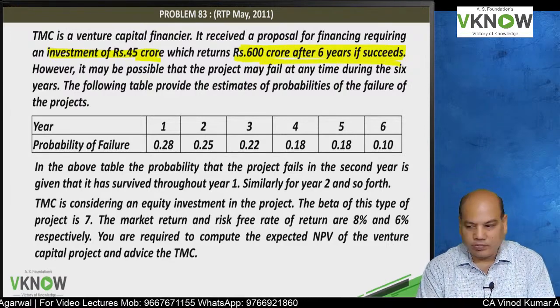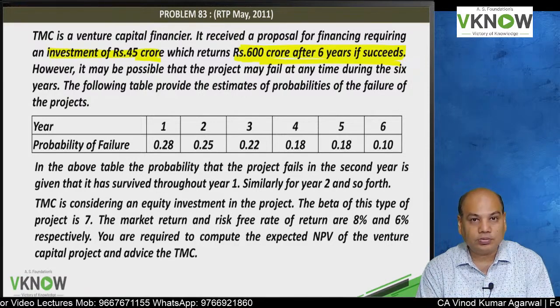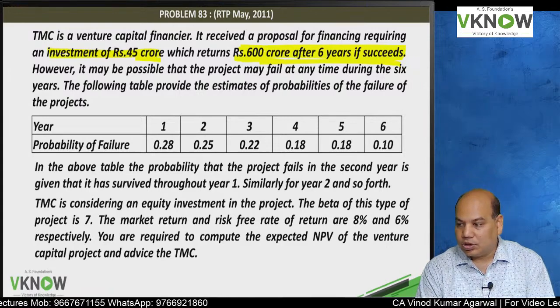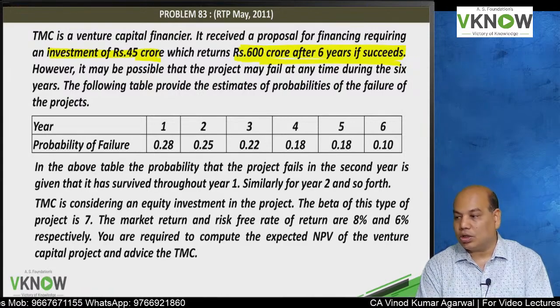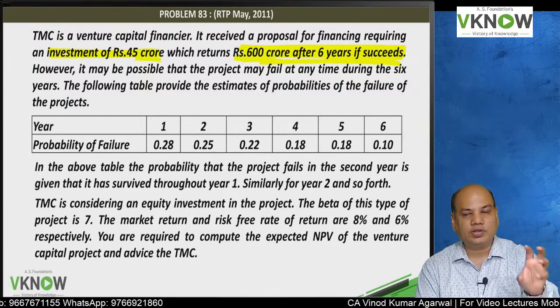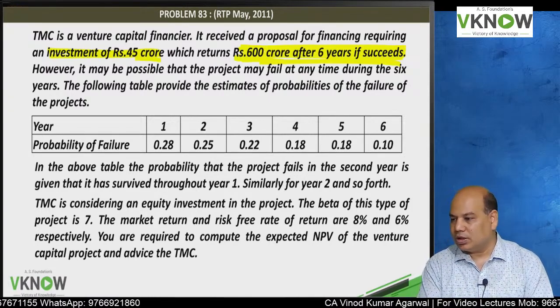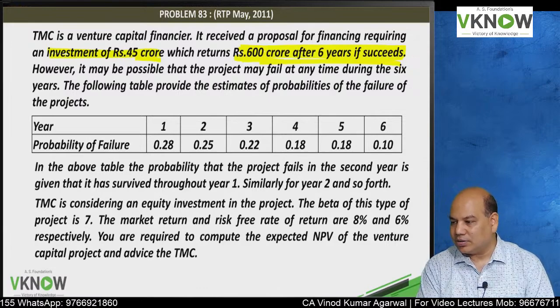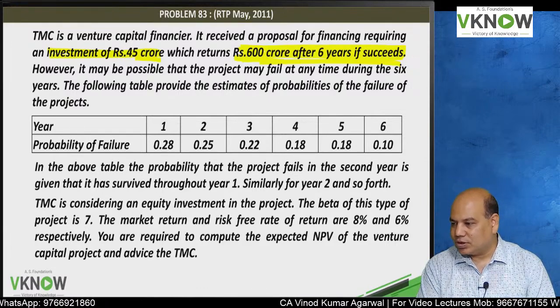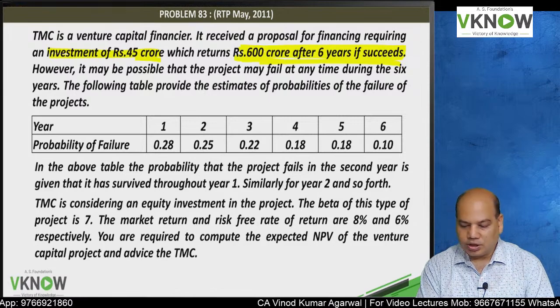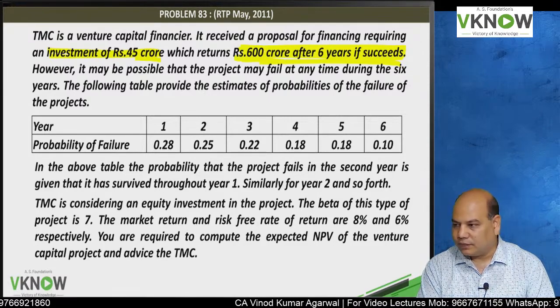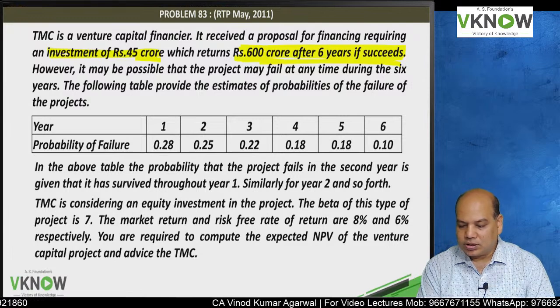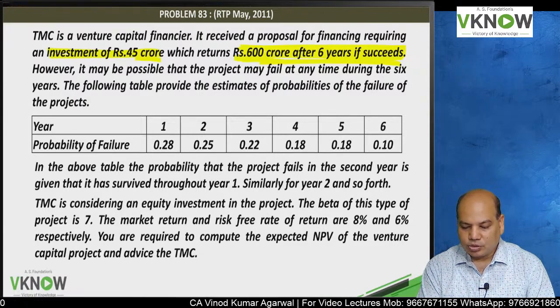So today you make an investment of 45 crore, but if the project becomes successful, then you will get 600 crore after 6 years. That is how venture capitalists work. They take a risk, they take a big bet, and if the decision is correct, they make a huge return. 45 crores becoming 600 crore after 6 years, you can imagine such a huge return.